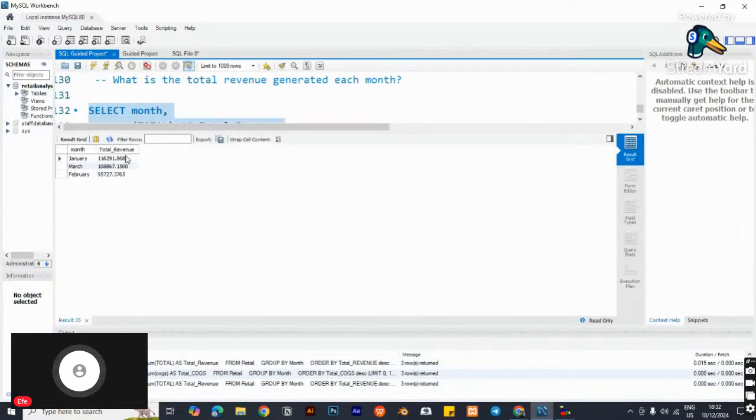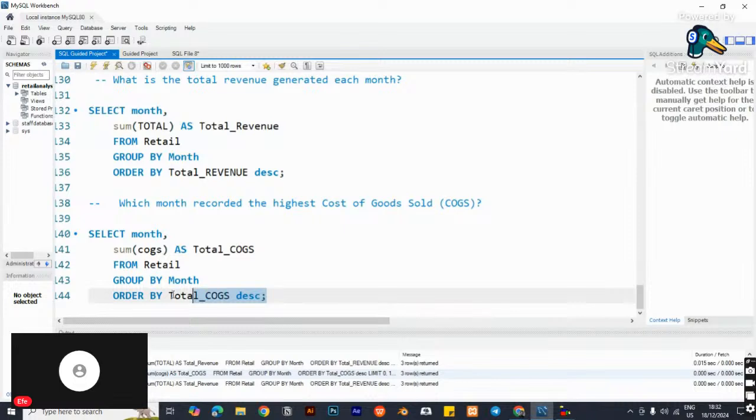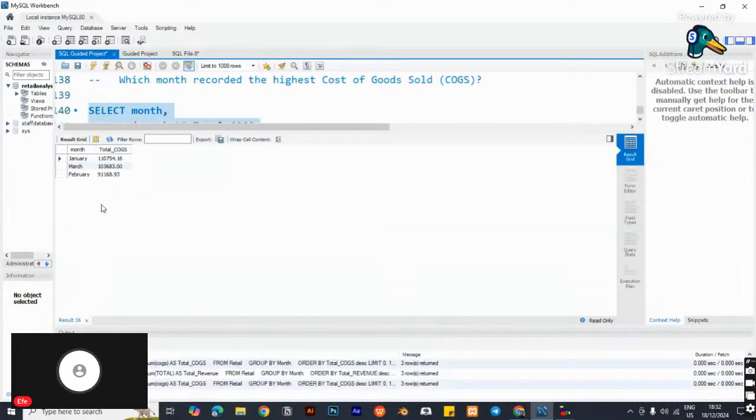So let's take a look at the values. We have 116,000 here, followed by 108. So let's check what's here. Cost of goods, this is 110,000, followed by 103. So there's a close relationship.